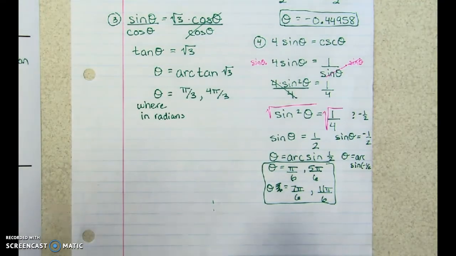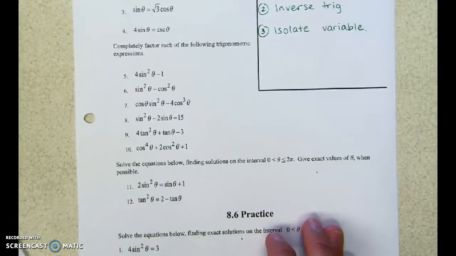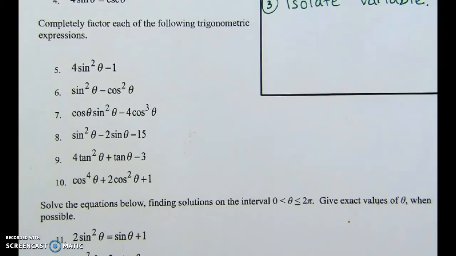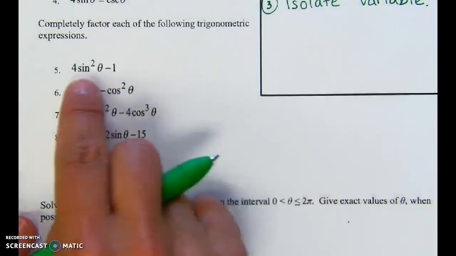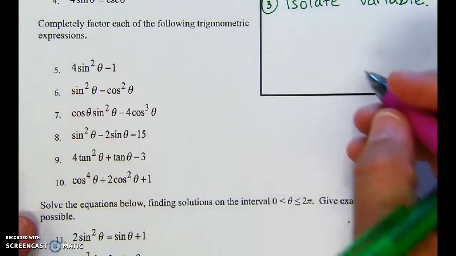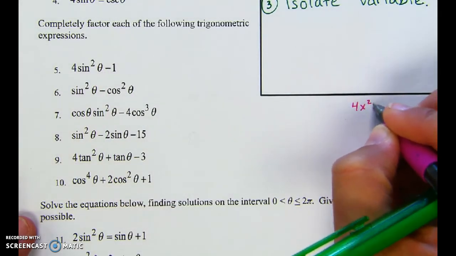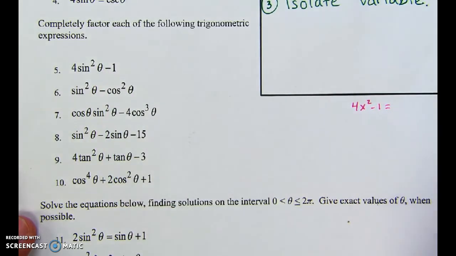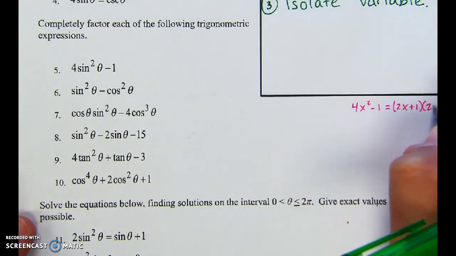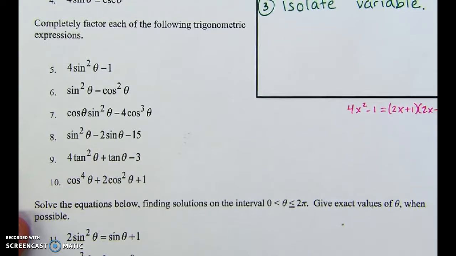Oh my gosh, we get to factor. Oh, okay. We can do this on the paper because we're not solving anything. Ready? Completely factor each of the following trigonometric expressions. Okay, you ready? Pretend this was 4x squared minus 1. If you had 4x squared minus 1, that's a difference of 2 squares. How would that factor? 2x plus 1 and 2x minus 1?